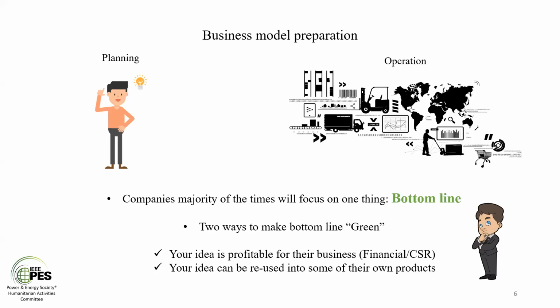Now, there are two ways to make the bottom line green. Number one, show how your idea can be profitable for their businesses. Two types of consideration are here. Either you can show that it's financially very beneficial and will only increase over time, or, as most companies, especially organizations, have CSR activities, that means corporate social responsibility. Humanitarian project competitions are pretty much aligned with that.